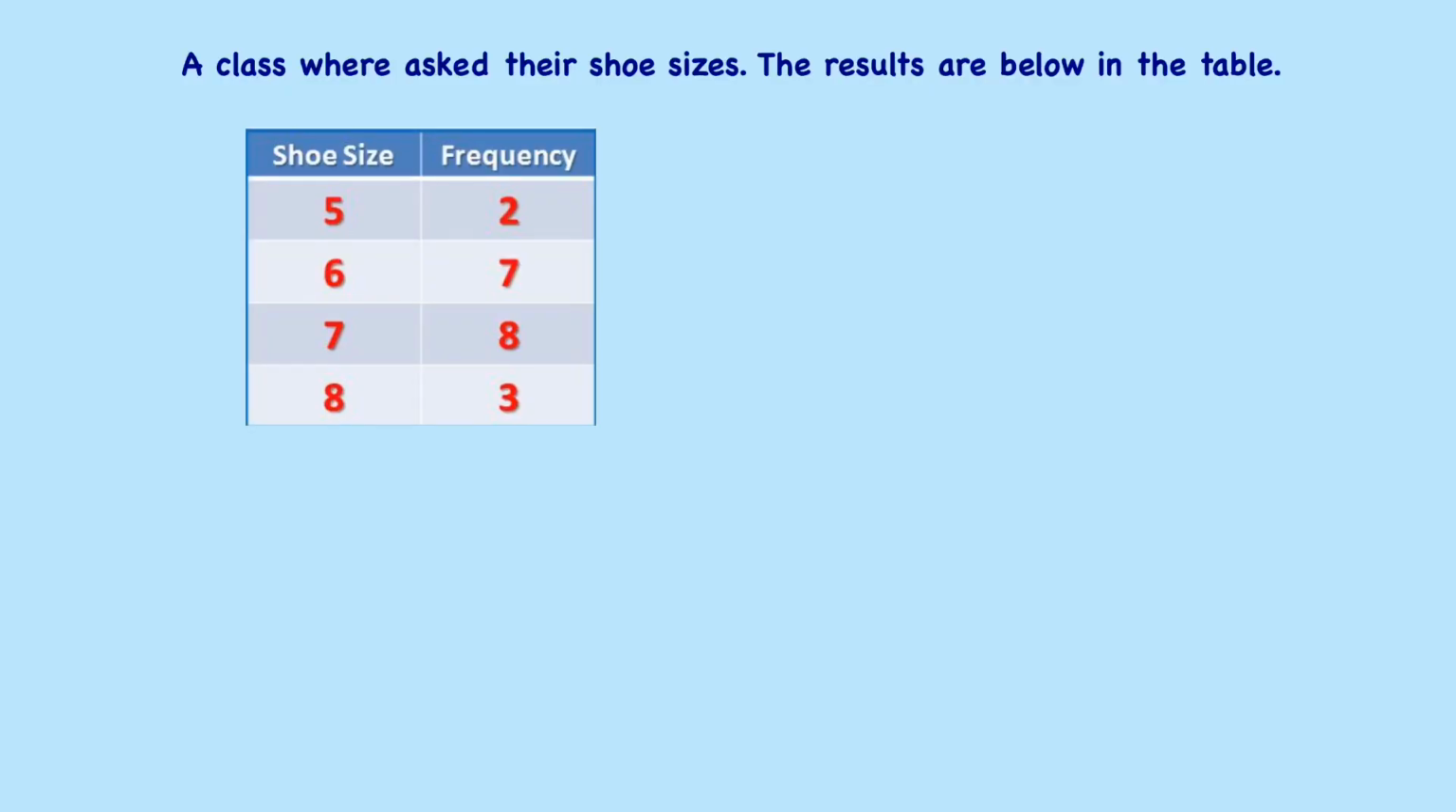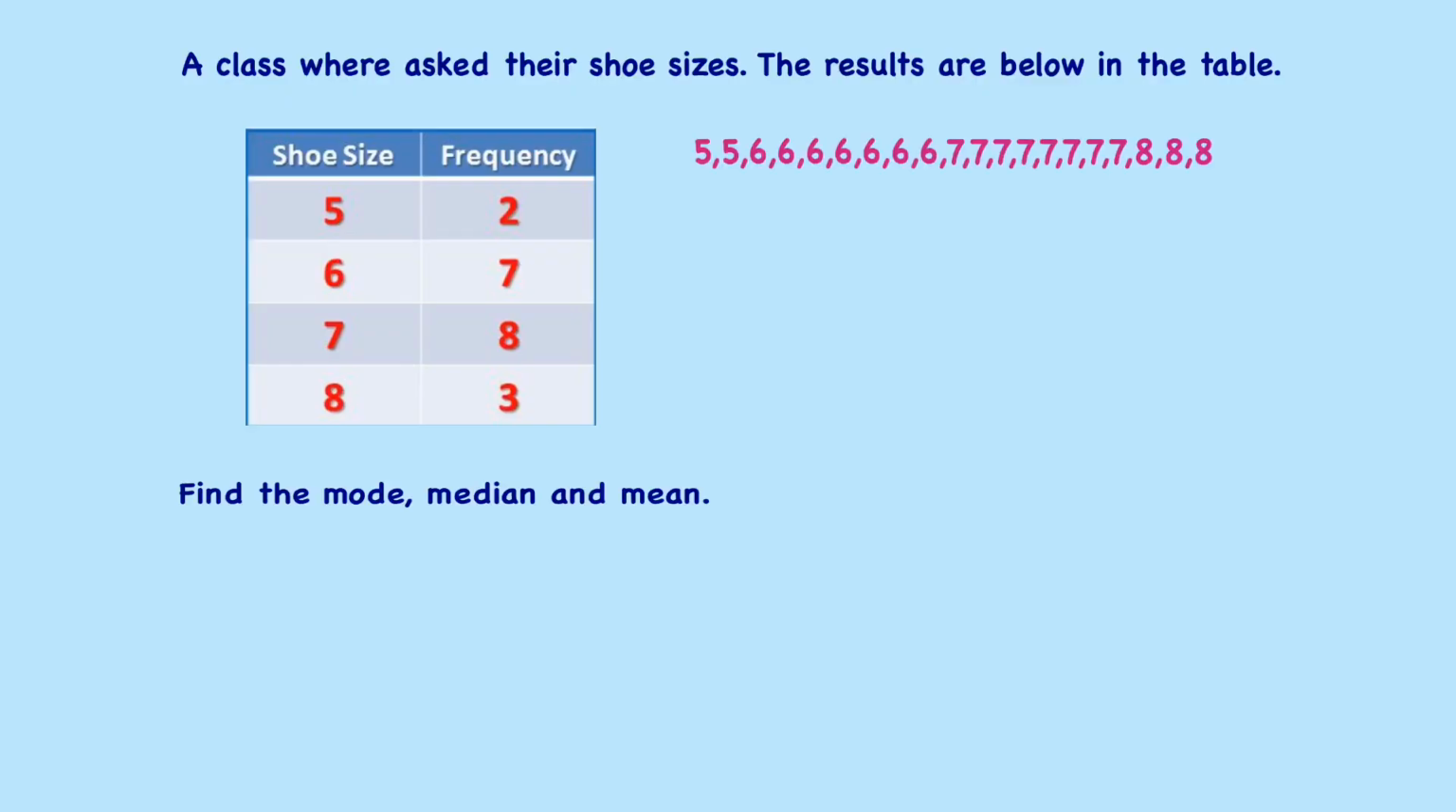So a class were asked their shoe sizes and the results are below in this table. And what we need to do is to find the mode, median and mean. So the table shows there are 2 students with a shoe size of 5, 7 students with a shoe size of 6, and so on. So let's list them. So we have all the shoe sizes of the group of students.